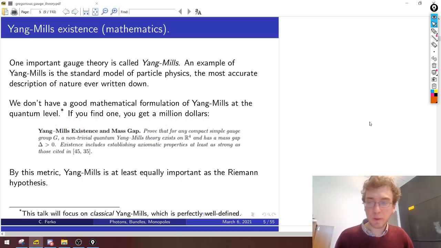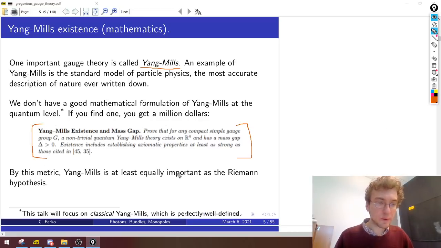Here's a second reason why gauge theory might be important. So you may have heard of the Yang-Mills existence and mass gap problem. One of the millennium problems is demonstrating that one important gauge theory called Yang-Mills, which is somehow the canonical or most interesting gauge theory, the usual one people care about. And an example of Yang-Mills is the standard model of particle physics, which is extremely numerically accurate.